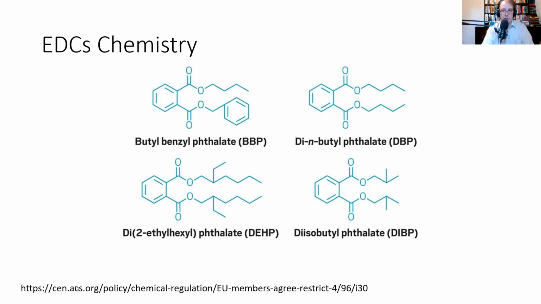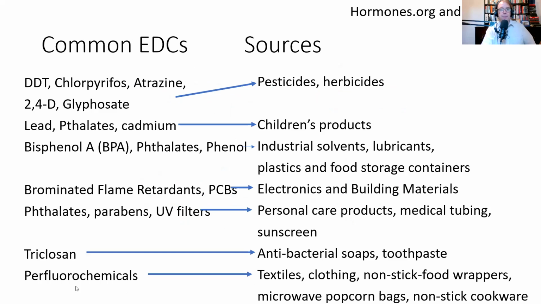These chemicals are profoundly diverse in their structure and function and their effects. They're not uniform at all. Even within phthalates, there's a diversity of types of phthalates, and the European members agreed to restrict 4 of them, but there's thousands more.